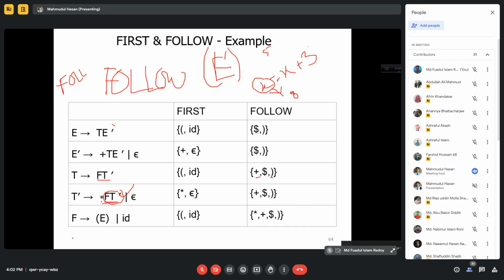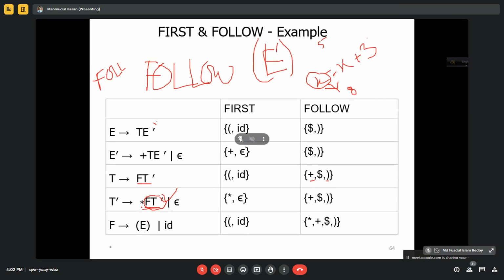I will give an example now, and you need to actually solve that one.